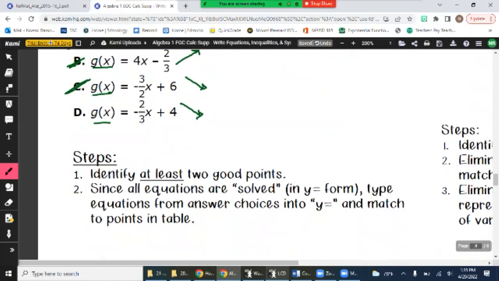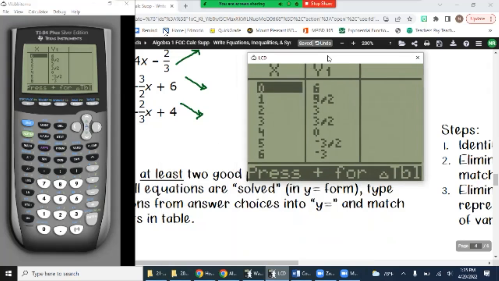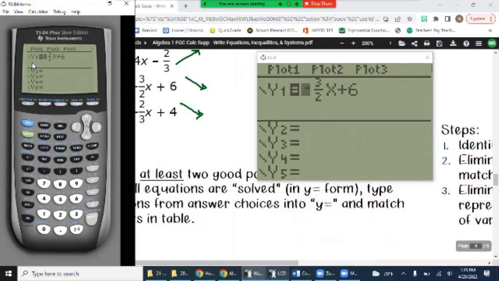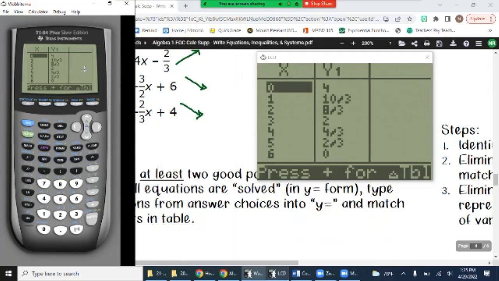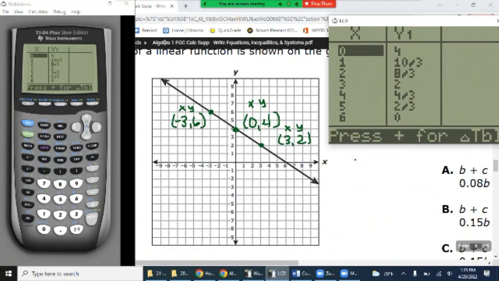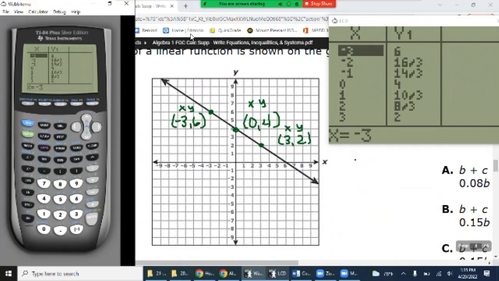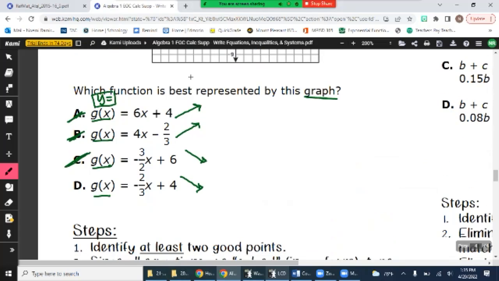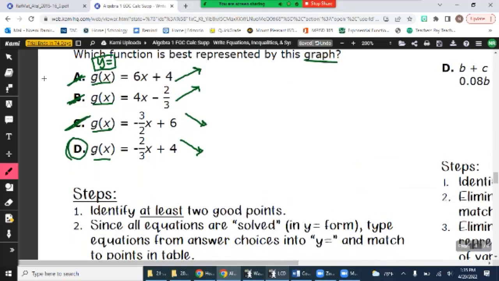And I'm hoping and praying that D is. So let's type the answer choice for D. We're not going to jump the gun because once again, on the actual day of the STAR test, you're going to have the time to type this in. So I expect you to take the time and do that. All right, there's my 0, 4. There's my 3, 2. We also identified -3, 6, and there it is. So D would be your correct answer. Questions? All right.